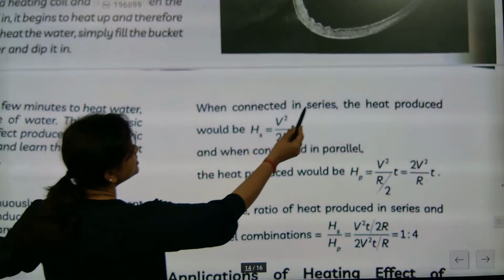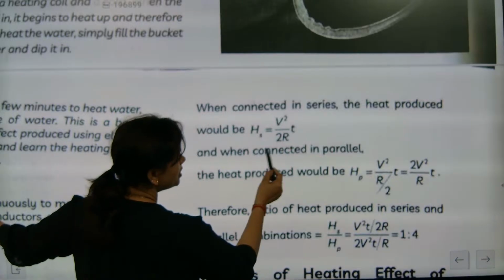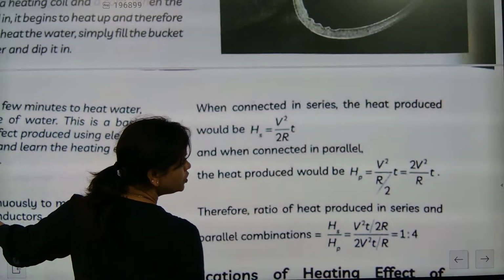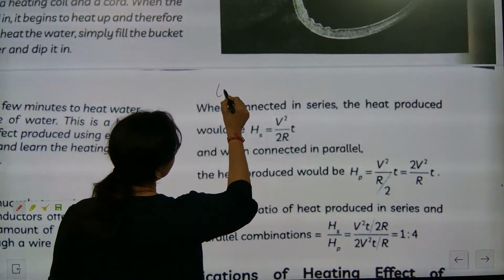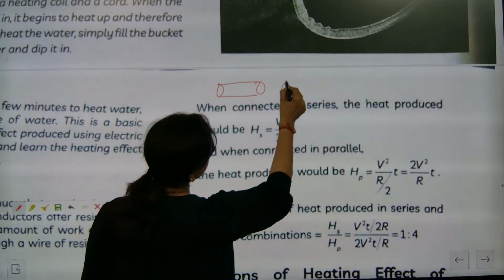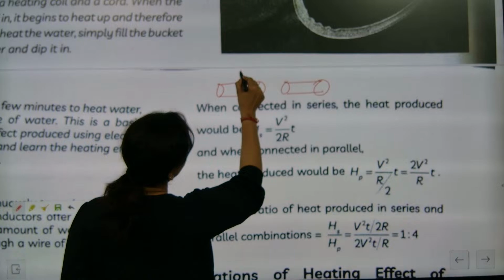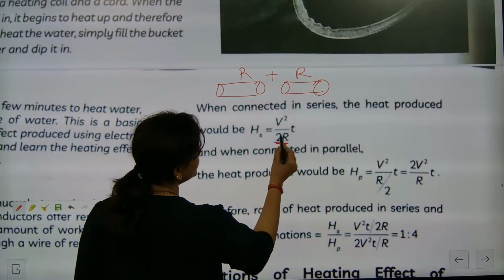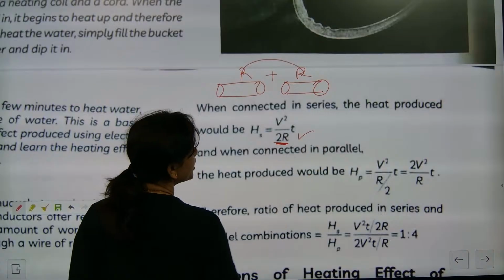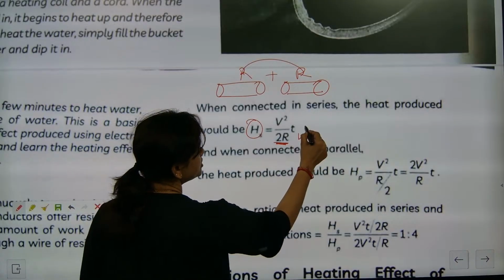When connected in series, this is the formula. The effective resistance will become 2R, because two resistors of the same value R and R are connected in series. Then instead of R, it will become 2R. Now the heat produced is this much.